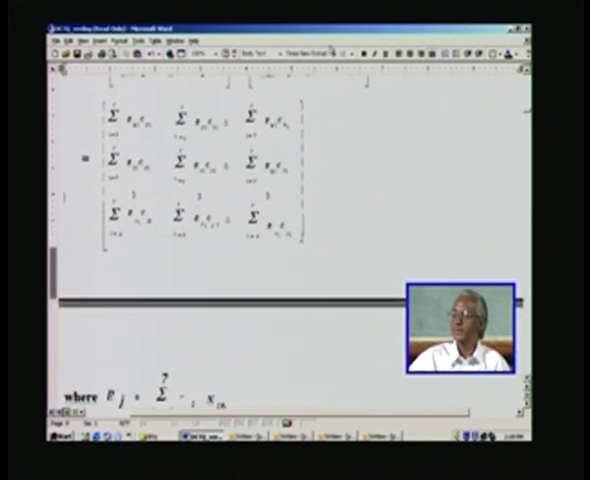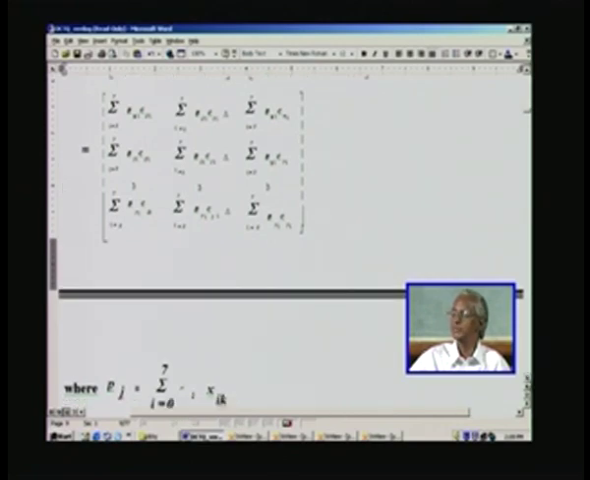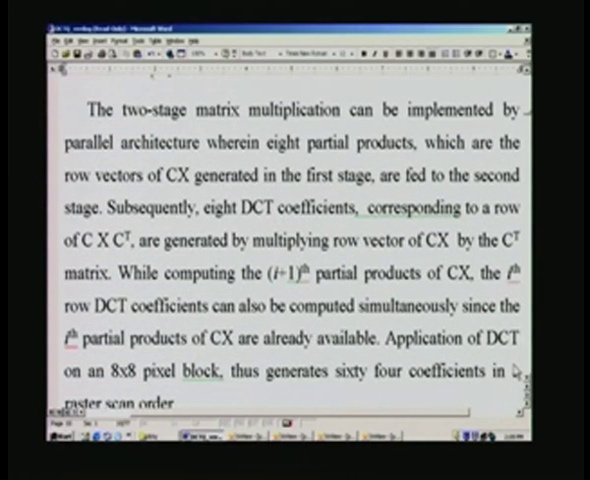And this is the basic DCT, wherein each of these terms is just put here, which we have already explained before. This completes the DCT. I will just summarize what we have done here. The two-stage matrix multiplication can be implemented by a parallel architecture, wherein 8 partial products, which are the row vectors of Cx generated in the first stage, are fed to the second stage. Subsequently 8 DCT coefficients, corresponding to a row of Cxt, are generated by multiplying the row vector of Cx by the Ct matrix.